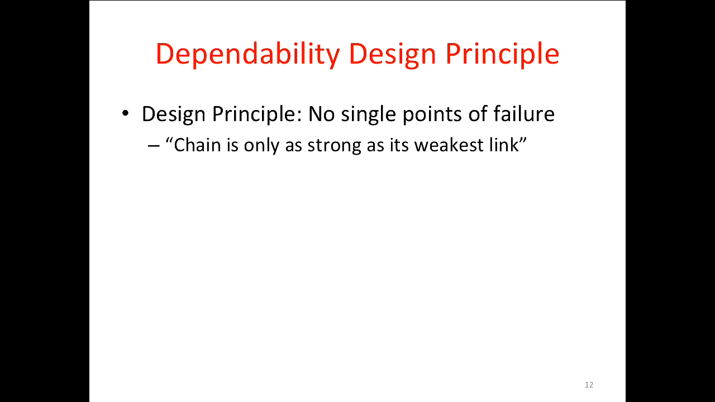So looking at how you build dependable systems. One thing is avoiding single points of failure. So it's all about redundancy. You want to avoid having the one thing that, if it goes wrong, everything goes down. You want to have redundant copies of everything and be able to switch over to those to keep things going.